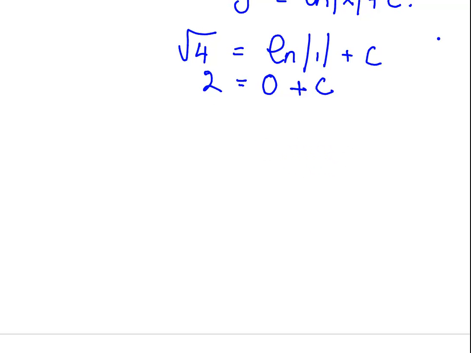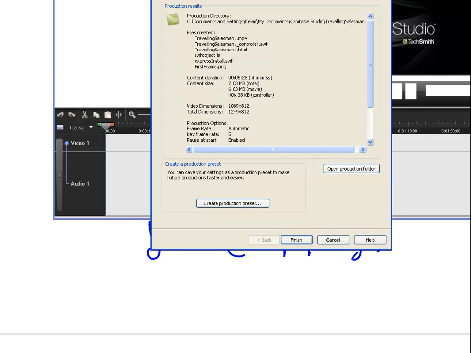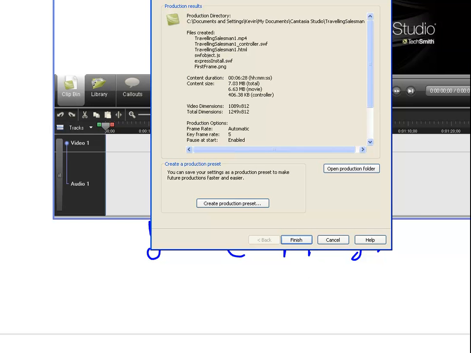So what we have here is square root of y is equal to natural log of x plus 2. What we could do there is square both sides. y is equal to natural log of x plus 2, all squared. And that's the job done. That's the second one done. So those are variable separable ODEs.